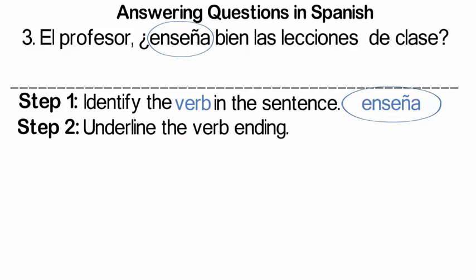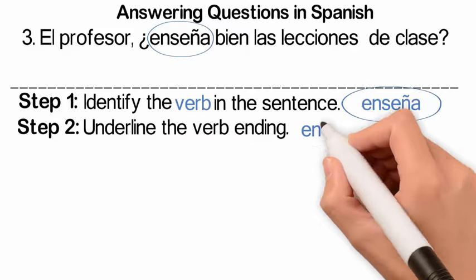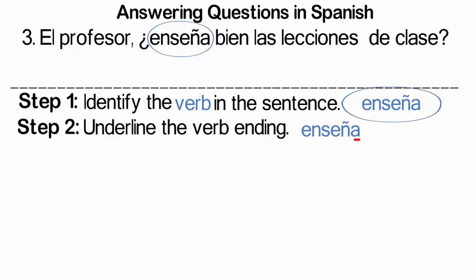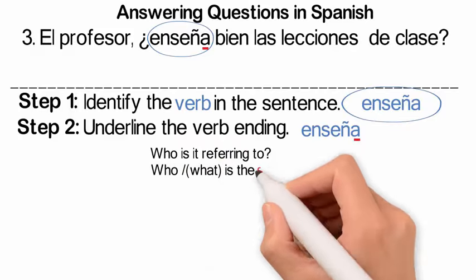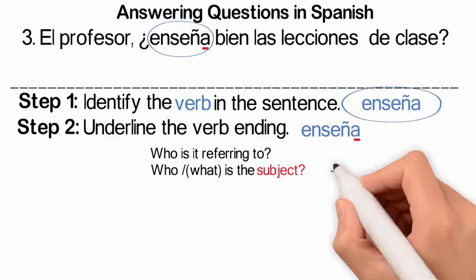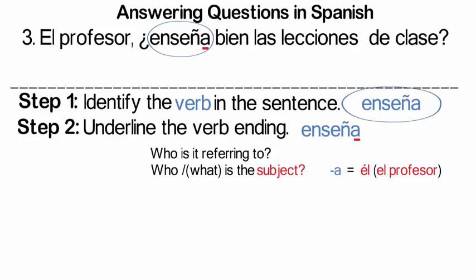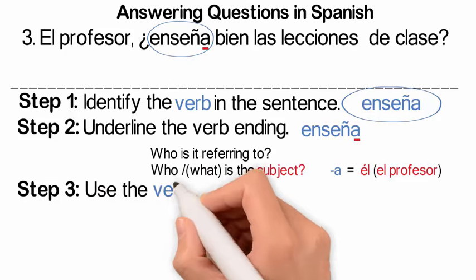In step 2, underline the verb ending. In this case, the ending is a. Now that you have underlined it, you can answer who is the ending a referring to. Who is the subject? The subject here then is el profesor, él, he.